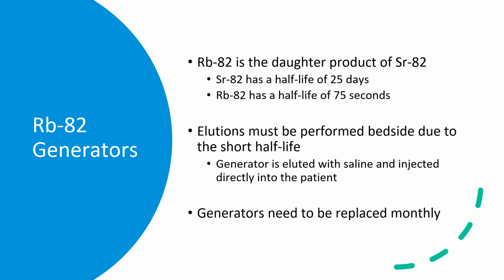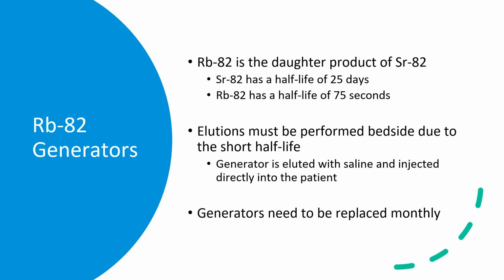So rubidium-82 is the daughter of strontium-82. Strontium-82 has a half-life of 25 days, but rubidium-82 has a half-life of 75 seconds. This is one of the reasons that it's important the generator is in the scanning room for this one, and that elution will occur and go straight to the patient. And essentially by the time that the patient is done with the study, almost all of that radionuclide has decayed.